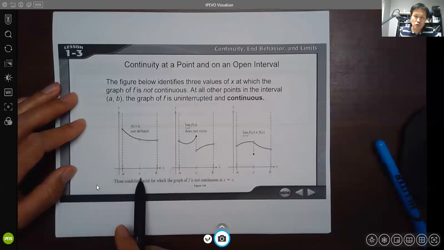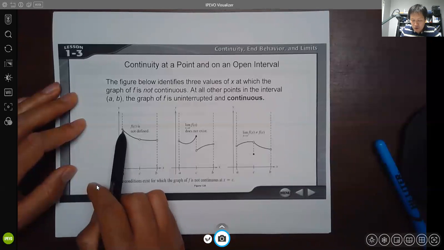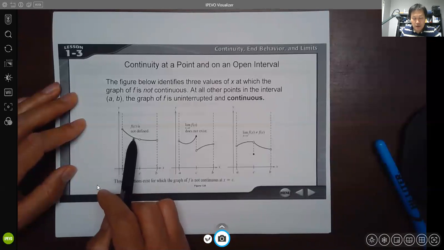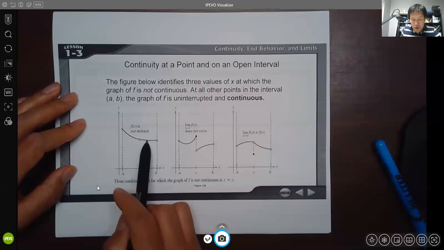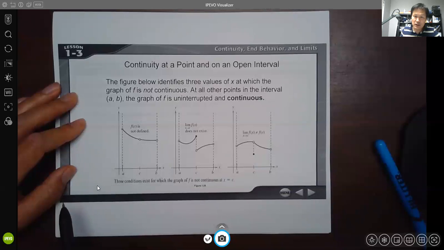Value of x as 2, I mean, x equal to c, it's discontinuous. But here, it's continuous, it's all a solid curve. Continuous everywhere here. But it's not continuous at x equal to c.